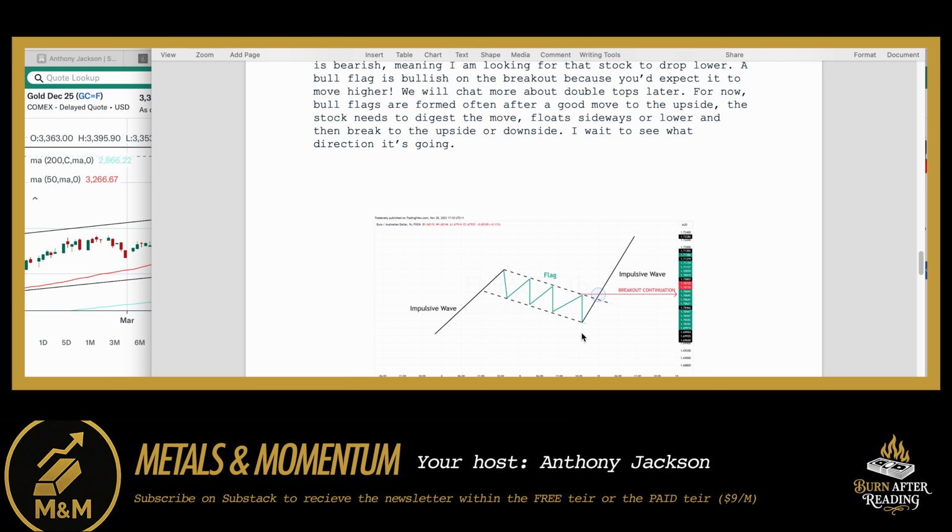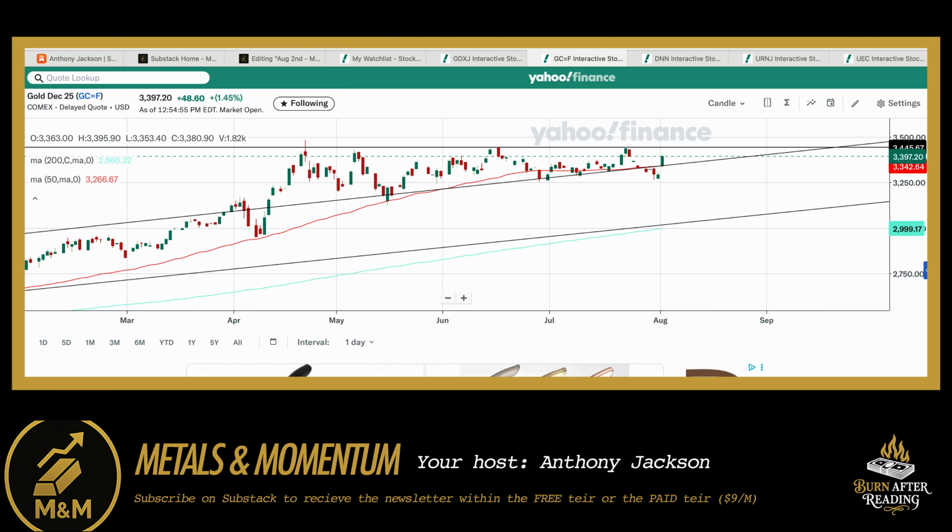So that is a bull flag. I love this pattern because it's very easily identifiable. You can see there's an upward movement, then a downward movement, bouncing around in this little channel, and then there's the breakout, and that's how you start to trade a bull flag. Now, you're going to see this in the weekly watch list, and that's what we're going to get into now.